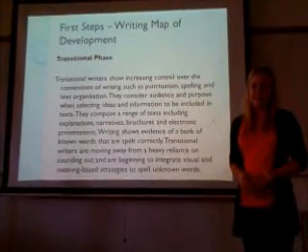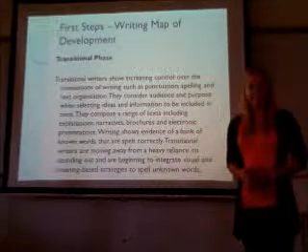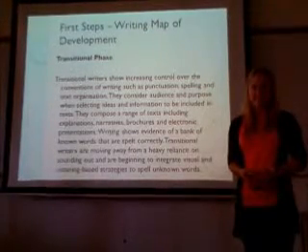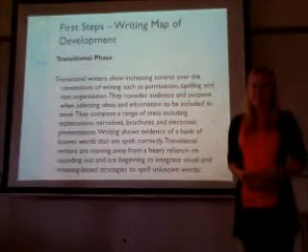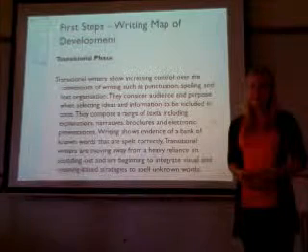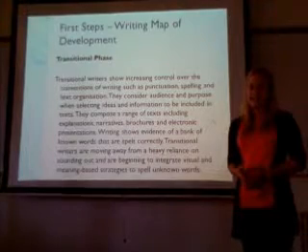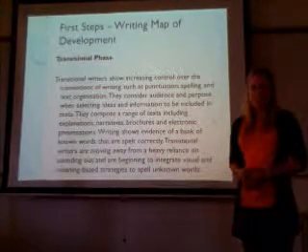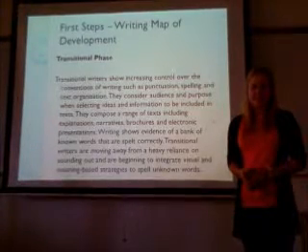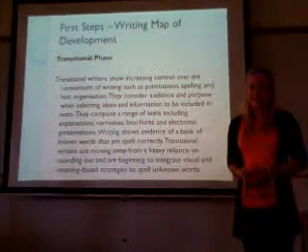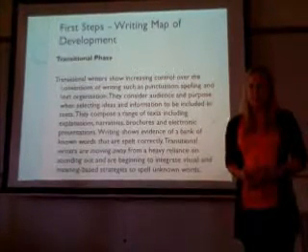The next stage is the transitional phase. Transitional writers show increasing control over the conventions of writing, such as punctuation, spelling, and text organisation. They consider audience and purpose when selecting ideas and information to be included in text. They compose a range of texts, including explanations, narratives, brochures, and electronic presentations. Writing shows evidence of a bank of known words that are spelled correctly. Transitional writers are moving away from a heavy reliance on sounding out and are beginning to integrate visual and meaning-based strategies to spell unknown words.